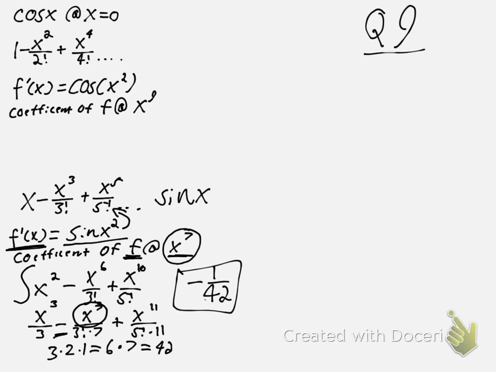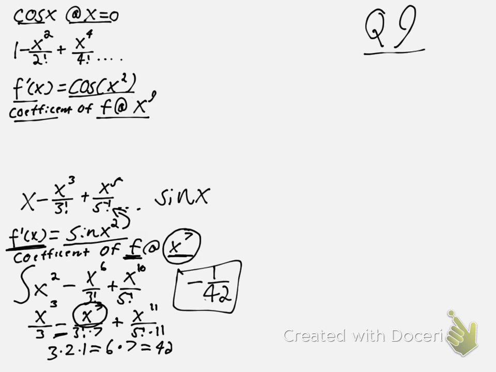Now that you guys have done the work, I'm going to show you guys how I did this problem. And so it's pretty similar. So they give us cos of x at x equals 0, which is 1 minus x squared over 2 factorial plus x to the 4th over 4 factorial. They also tell us that f prime of x is equal to cos of x squared, and they want to know the coefficient of f at x to the 9th.